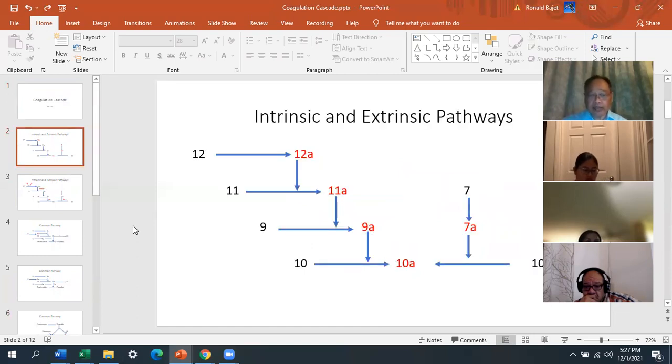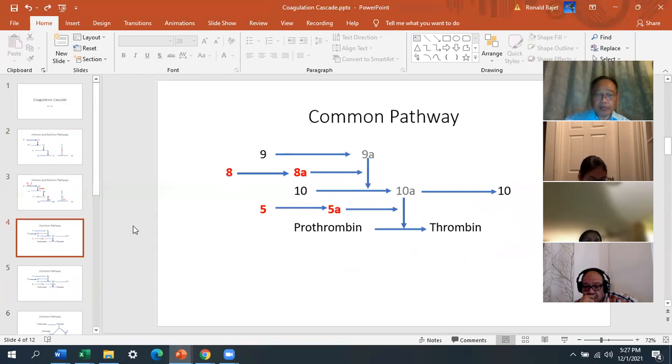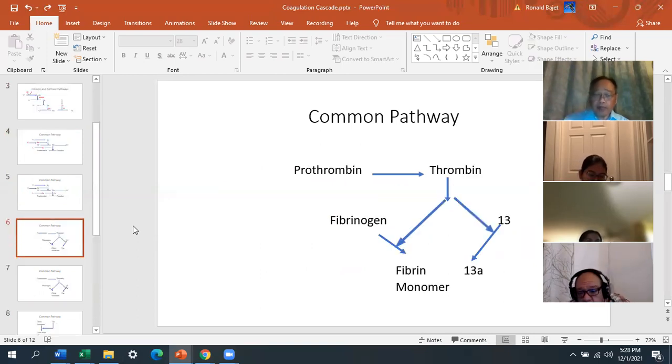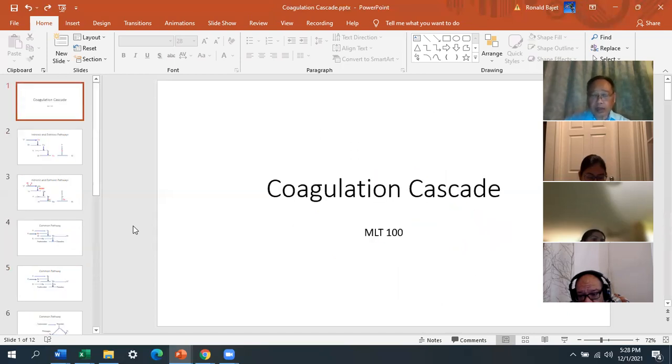Okay, 12, 11, 9, 10 coming down, and then from the 10A you're going to put your 8 to 8A and then 5 to 5A, and then from the 10A you're going to go prothrombin to thrombin, and then remember to branch from the thrombin. The reaction fibrinogen to fibrin monomer, and 13 to 13A. Make sure you put your calcium, and then from fibrin monomer going to your fibrin clot, that's where your final calcium is. So hopefully you'll put all these components together into one cascade.